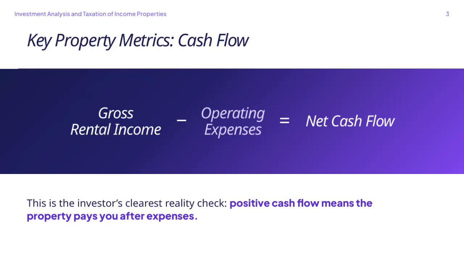Here, we're focusing on one of the most critical metrics for real estate investors: cash flow. Gross rental income is the total rent you collect from your property before any expenses. From that, you subtract your operating expenses, things like maintenance, property management, taxes, and insurance. What you're left with is your net cash flow. This number is essential because it shows whether your property is truly profitable on a monthly basis.